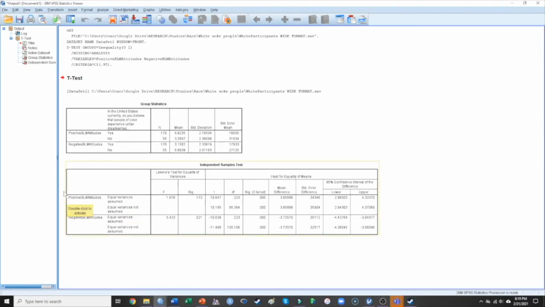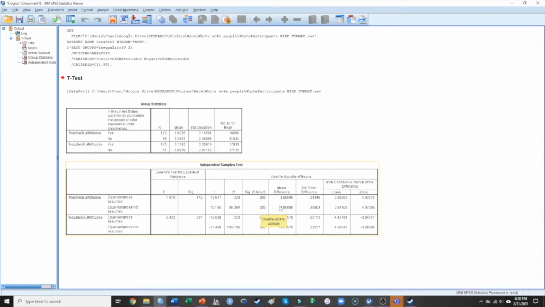So we're going to first look at positive Black Lives Matter attitudes here. We're going to assume that the variances are not equal, and we see that the t-value is 10.19. Typically a t-value of around 2.0 to 2.5 is where they start to be significant, so 10 is a pretty high t-value. This is probably going to be significant, and we do see that the p-value is less than 0.001. We never report our p-values as equal to 0.000 because a p-value can never be exactly 0. So instead we write p is less than 0.001.